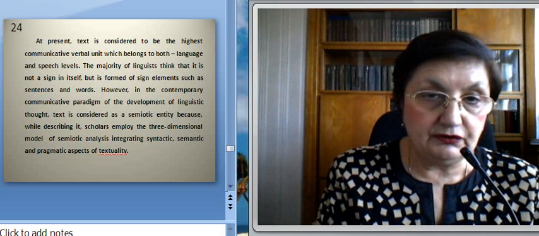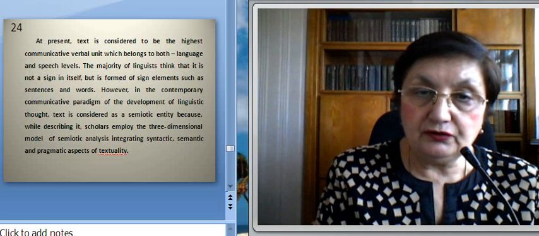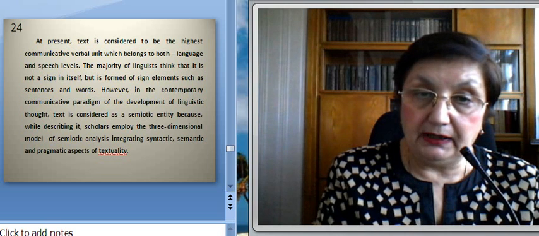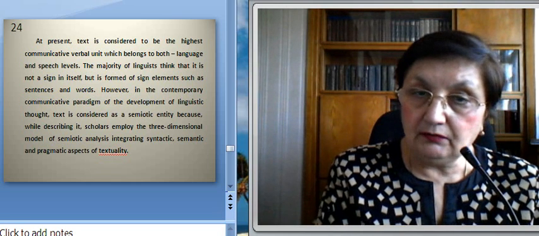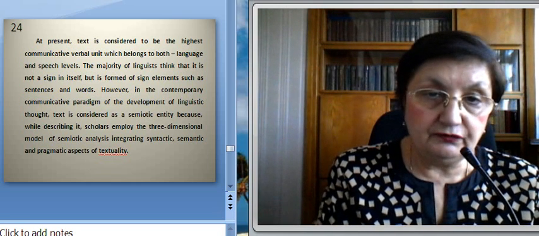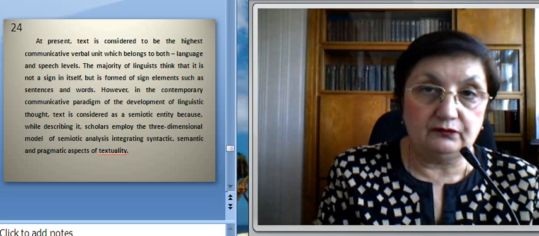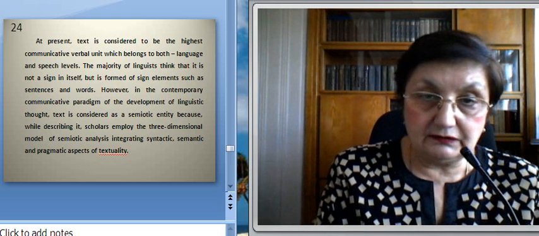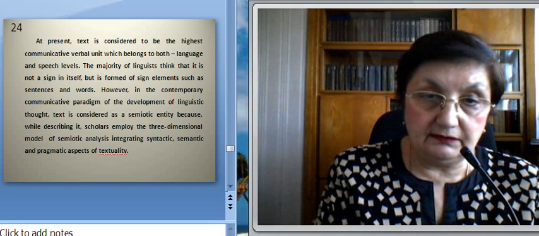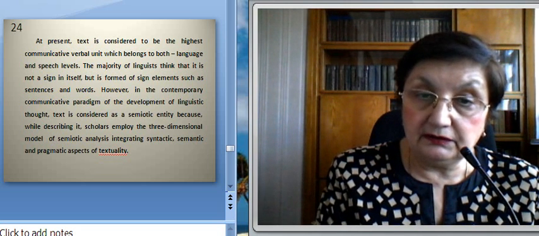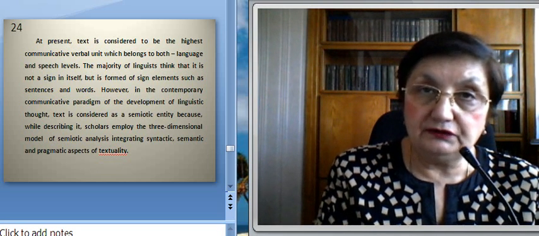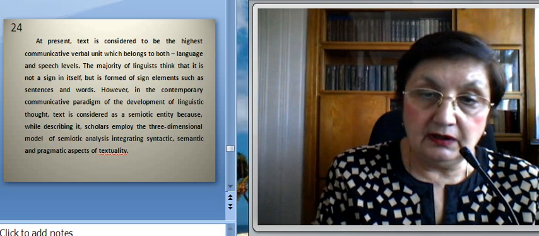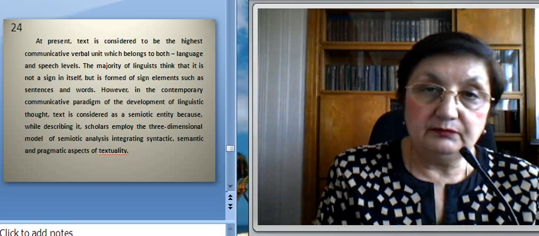However, in the contemporary communicative paradigm of the development of linguistic thought, text is considered as a semiotic entity because, while describing it, scholars employ the three-dimensional model of semiotic analysis, integrating syntactic, semantic, and pragmatic aspects of textuality. Having reviewed the semiotic essence of the text as a lingual unit, it is logical to compare it with the similar entities such as a complex sentence and a paragraph.